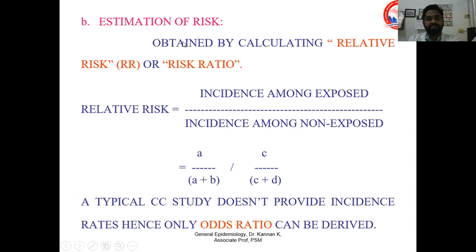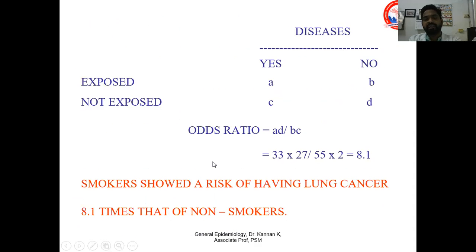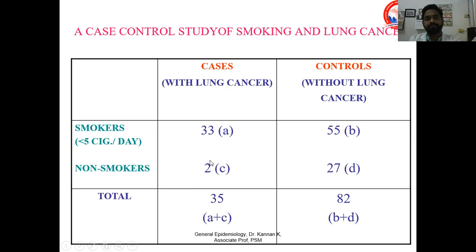Next, estimation of risk. The first one is the exposure rate, and the second, estimation of risk, is obtained by calculating relative risk or risk ratio. Relative risk is nothing but the incidence among the exposed divided by the incidence among the non-exposed. So how do we calculate the incidence among the exposed? A divided by A plus B. And here you see the incidence rate among the exposed. The exposed group is nothing but A plus B, right? This is the exposure group.